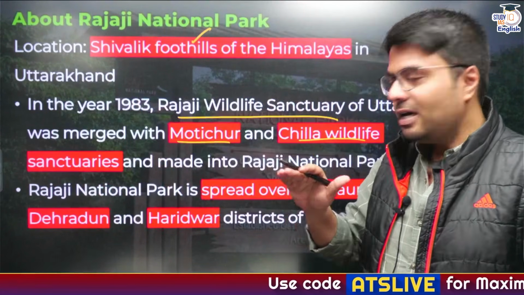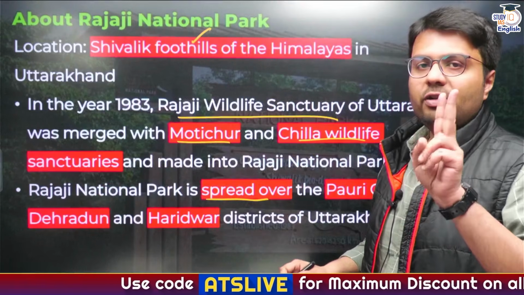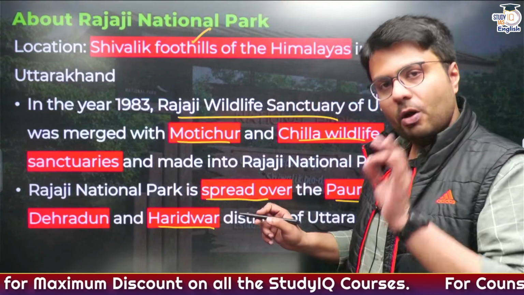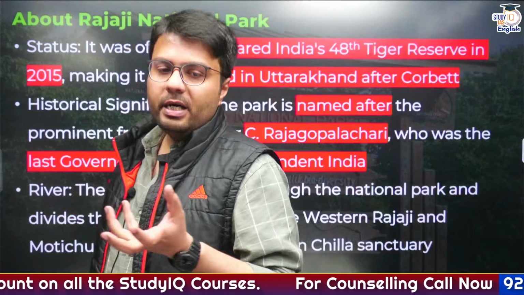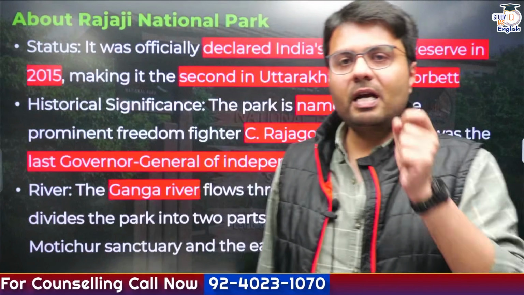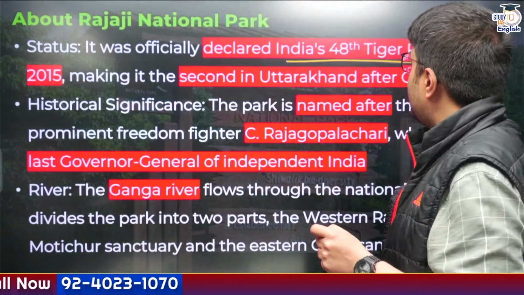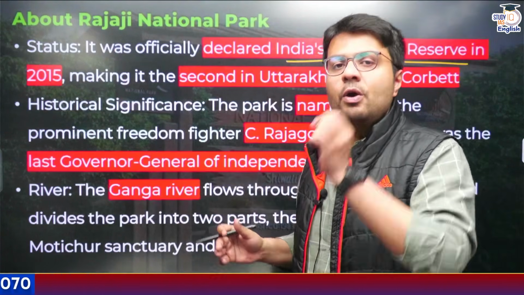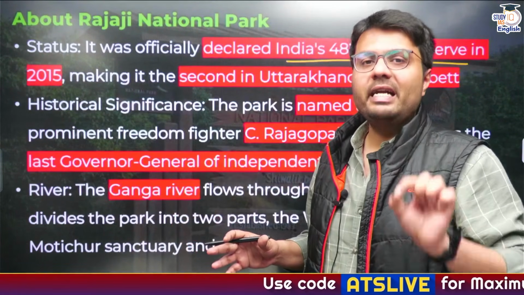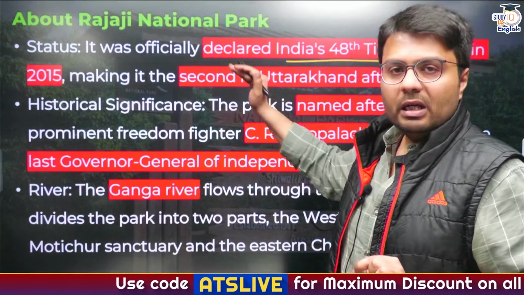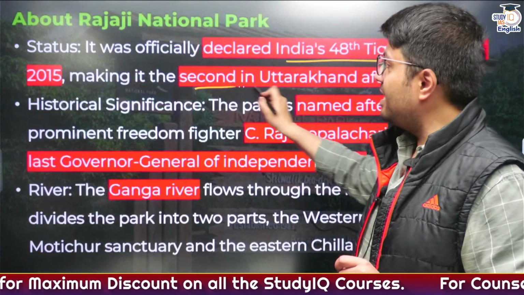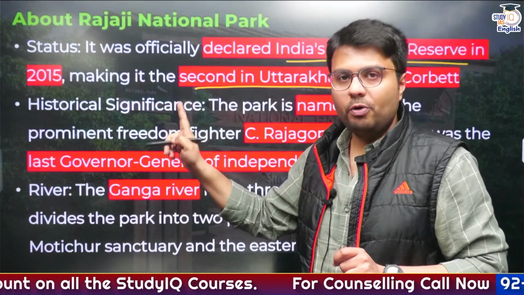Now, the Rajaji National Park is currently spread over 3 districts of Uttarakhand, that is Pauri Garhwal, Dehradun as well as Haridwar. Now, what you have to understand is the present status of the national park. Back in 2015, this Rajaji National Park was designated as India's 48th Tiger Reserve. What you need to tell me in the comment section is how many tiger reserves are there presently in India right now. After it was designated as a tiger reserve back in 2015, it became the second tiger reserve in the state of Uttarakhand after Jim Corbett.